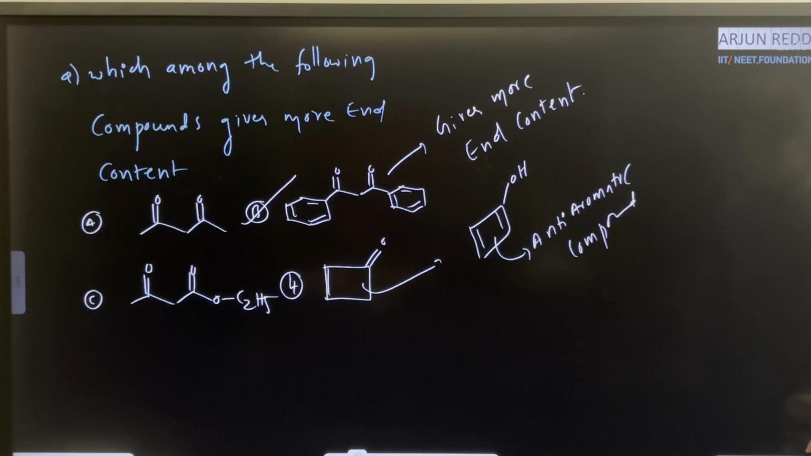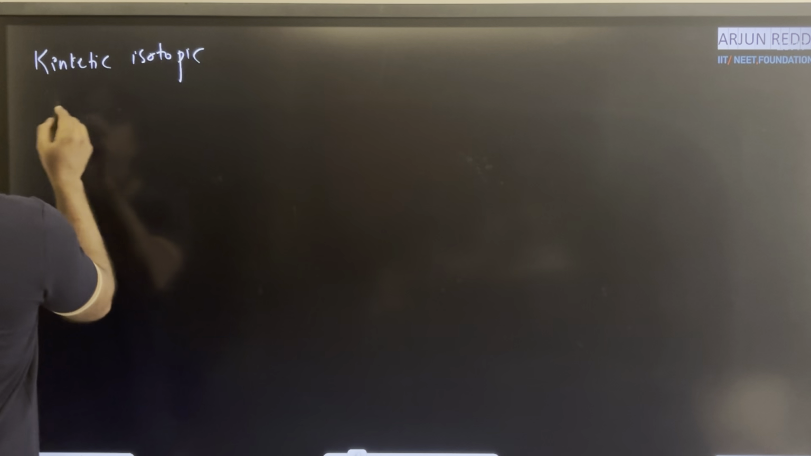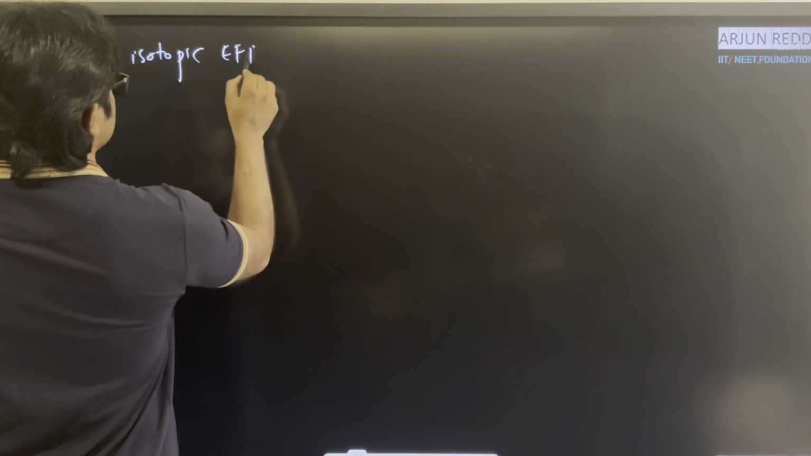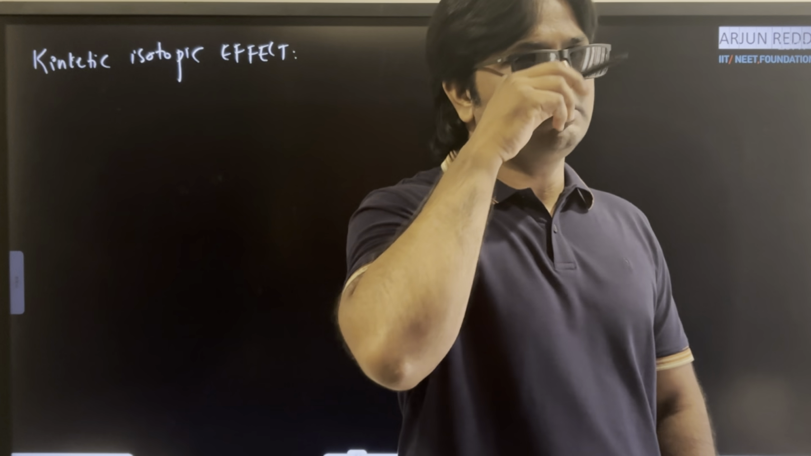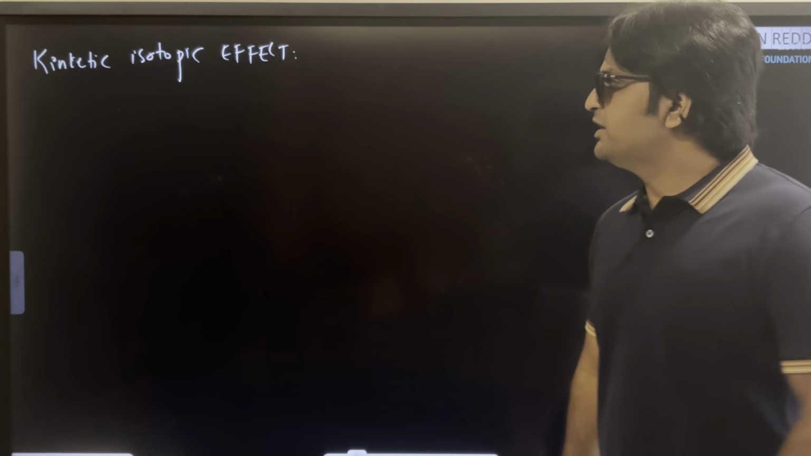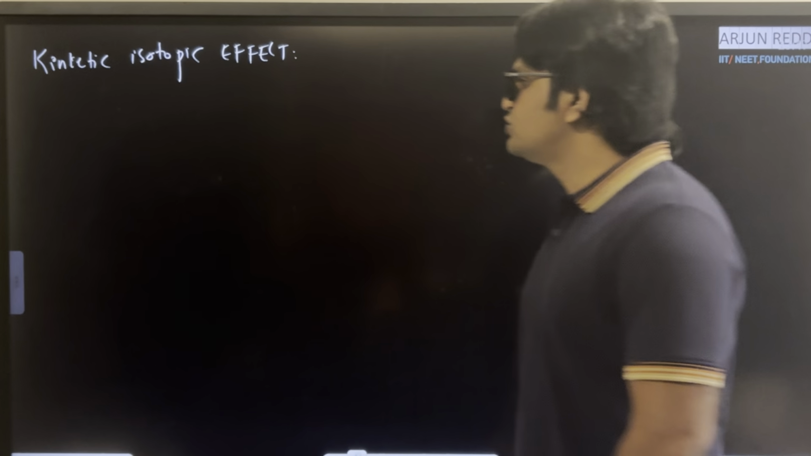So this is the story about keto-enol tautomerism. And finally, before closing this keto-enol tautomerism, the last concept: what is the kinetic isotopic effect? Here we are discussing deuterium exchange with hydrogen. So what is the kinetic isotopic effect?